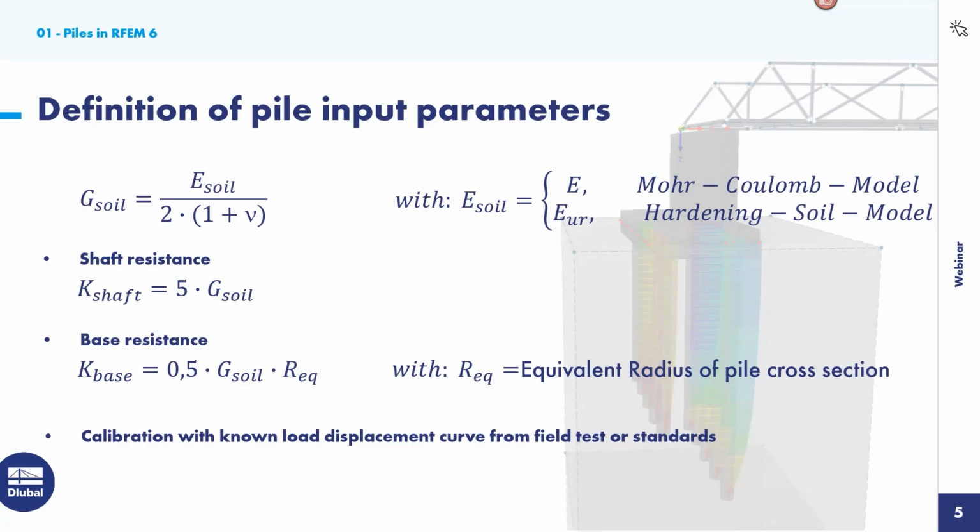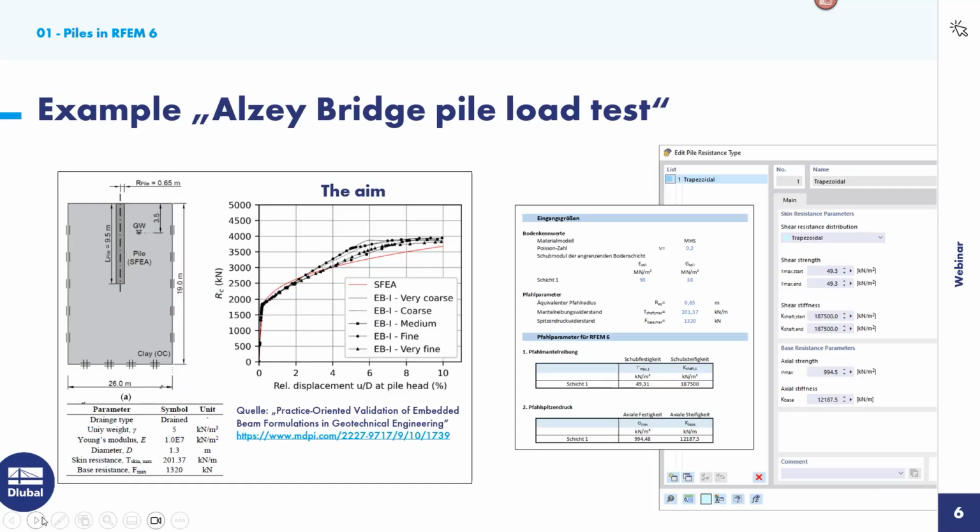Then the pile's behavior can be calibrated with the known load displacement curve from field tests or standards. So if you have a project, you have either field tests or you would consider a known load displacement curve from experience, and you can calibrate your single pile model. You can calibrate your pile in a single pile model so that it reaches the load displacement curve you expect or you would need for your project. And if your single pile model can represent this load displacement curve, then you can use this pile with this input in your main model with more piles then. Yes, and we will do this.